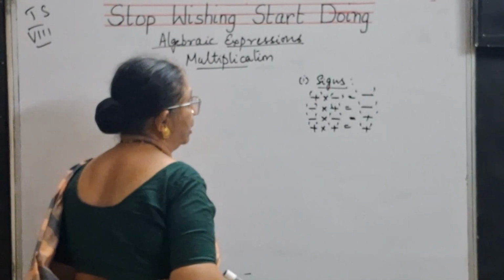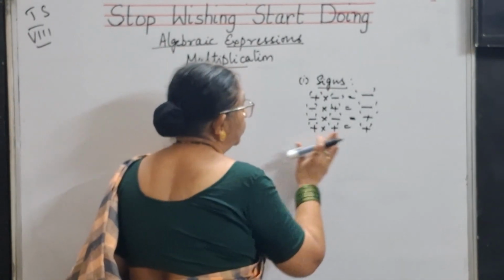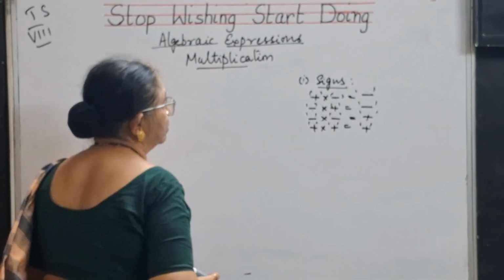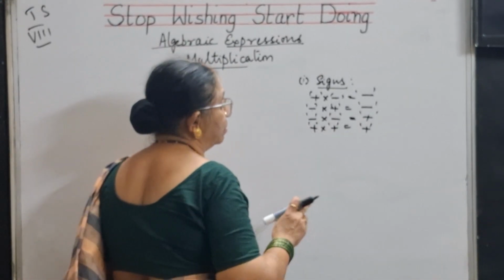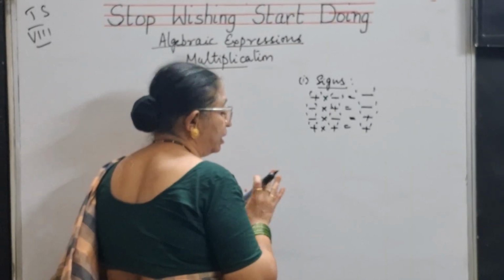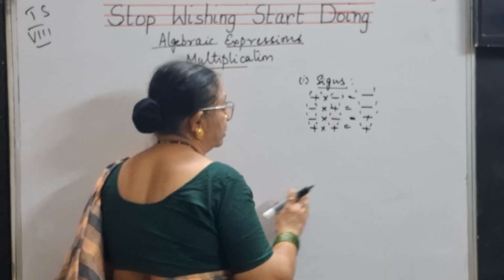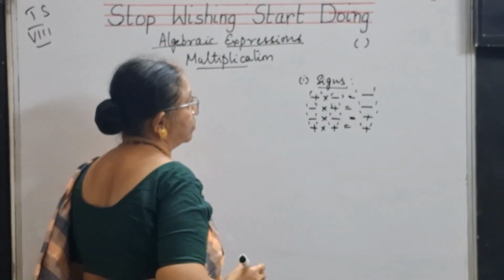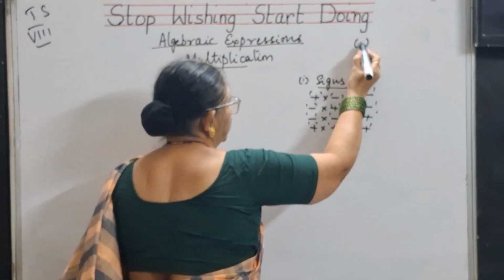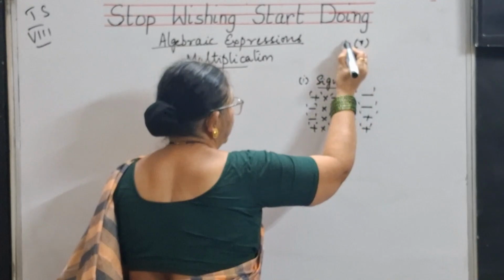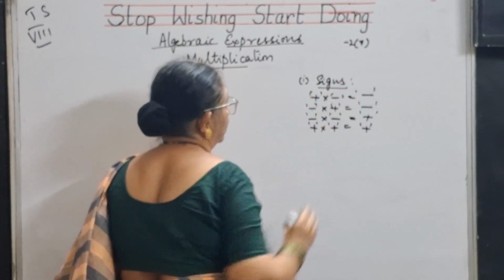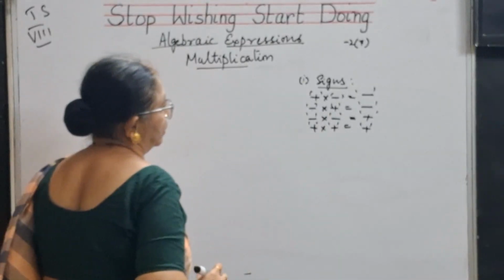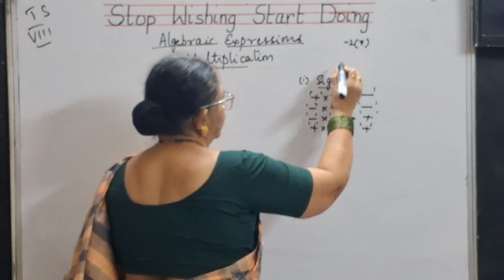You will be multiplying only when you have a multiplication sign. How do you have a multiplication sign? The multiplication symbol in any algebraic expression is either a bracket. This bracket means within this, suppose you have got 7 here, minus 2 here. That means you have to multiply these two. This bracket will indicate this.